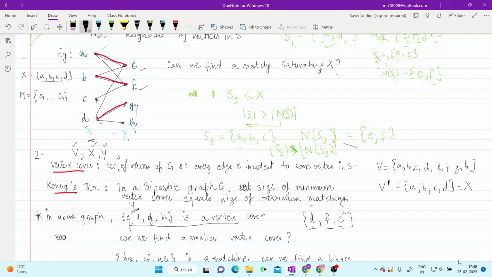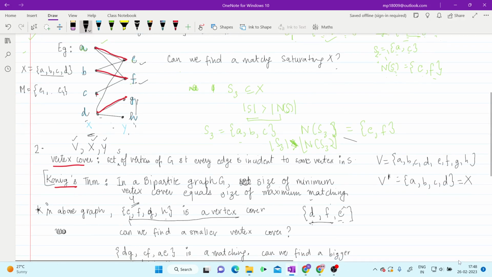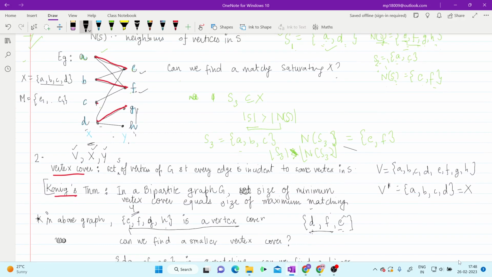And this should not be surprising, because Konig's theorem says that in a bipartite graph G, the size of the minimum vertex cover equals the size of the maximum matching. In this graph we found that the maximum matching has size 3. So by this theorem we should be able to find a vertex cover which has just 3 vertices. And if we take only D and F, it does not become a vertex cover.